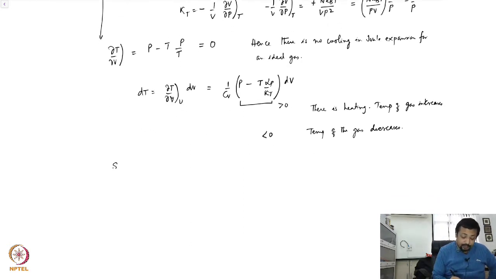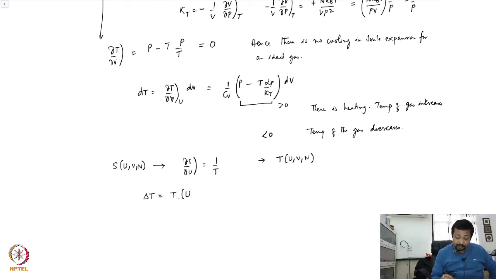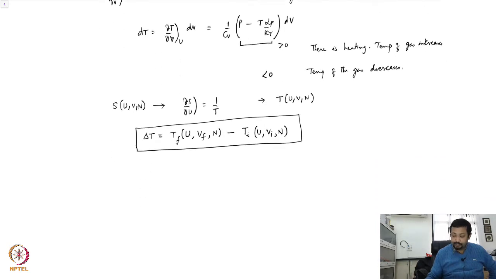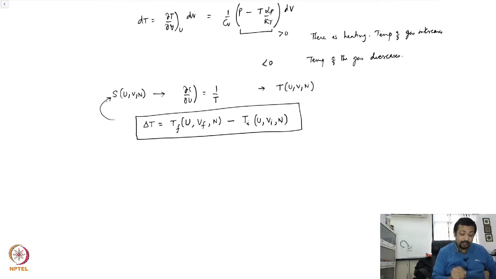If you know the fundamental relation, which is S as a function of U, V, N, what you can do here is you can take the derivative (∂S/∂U) to give you 1 over T, so that you can know T as a function of U, V and N. In which case your delta T is going to be T(U remains fixed, Vf, N) minus T(U, Vi, N). This is how you will determine the change in the temperature if you know this fundamental relation S.